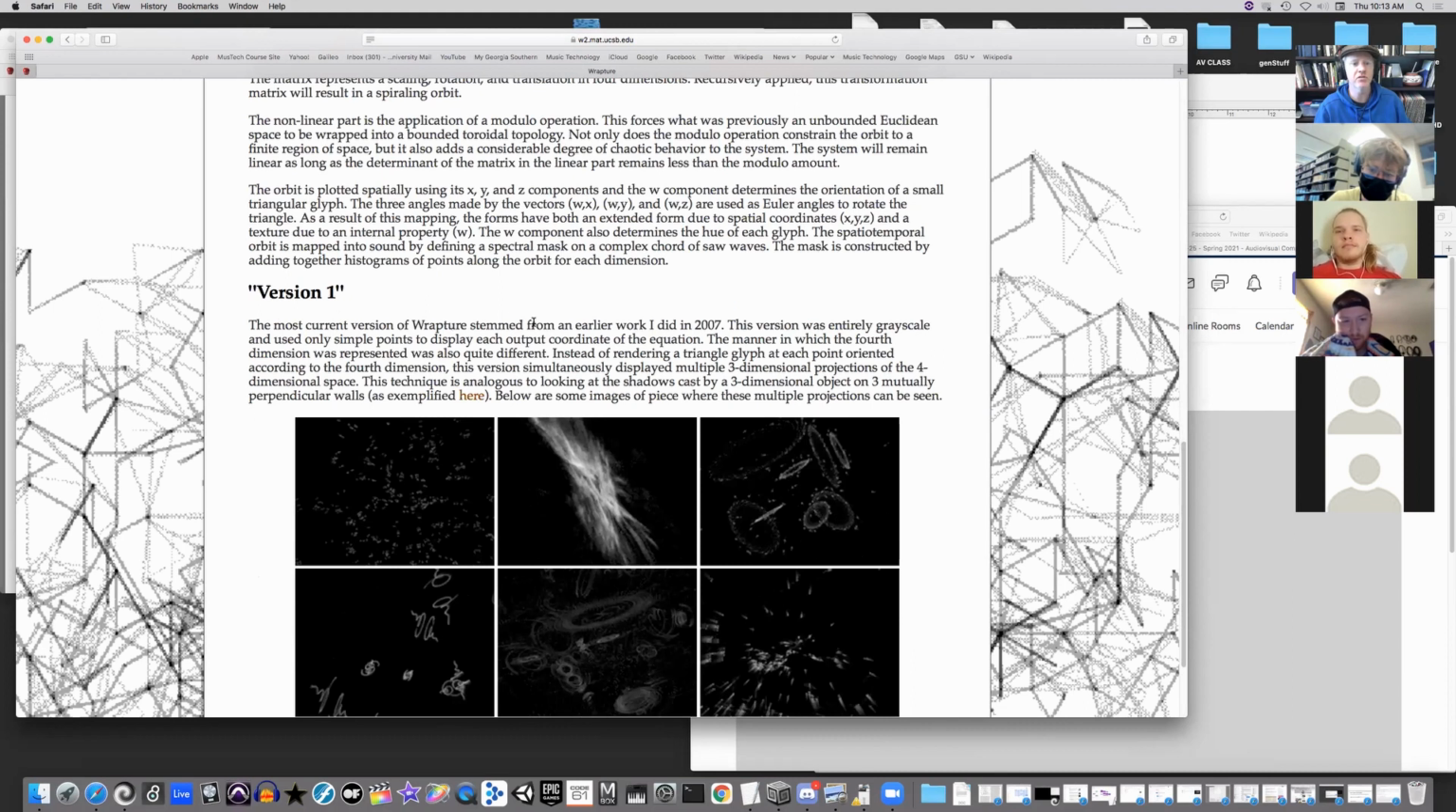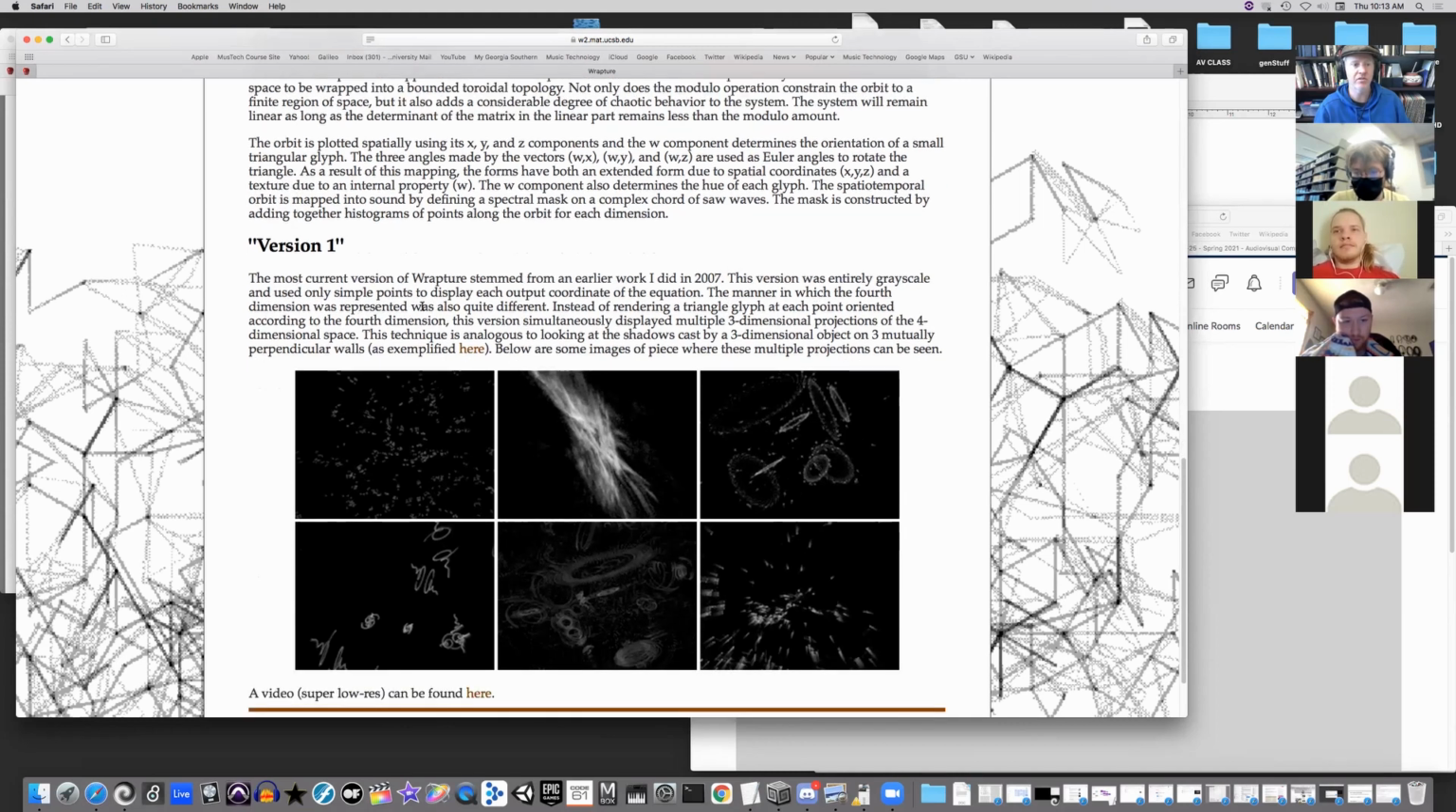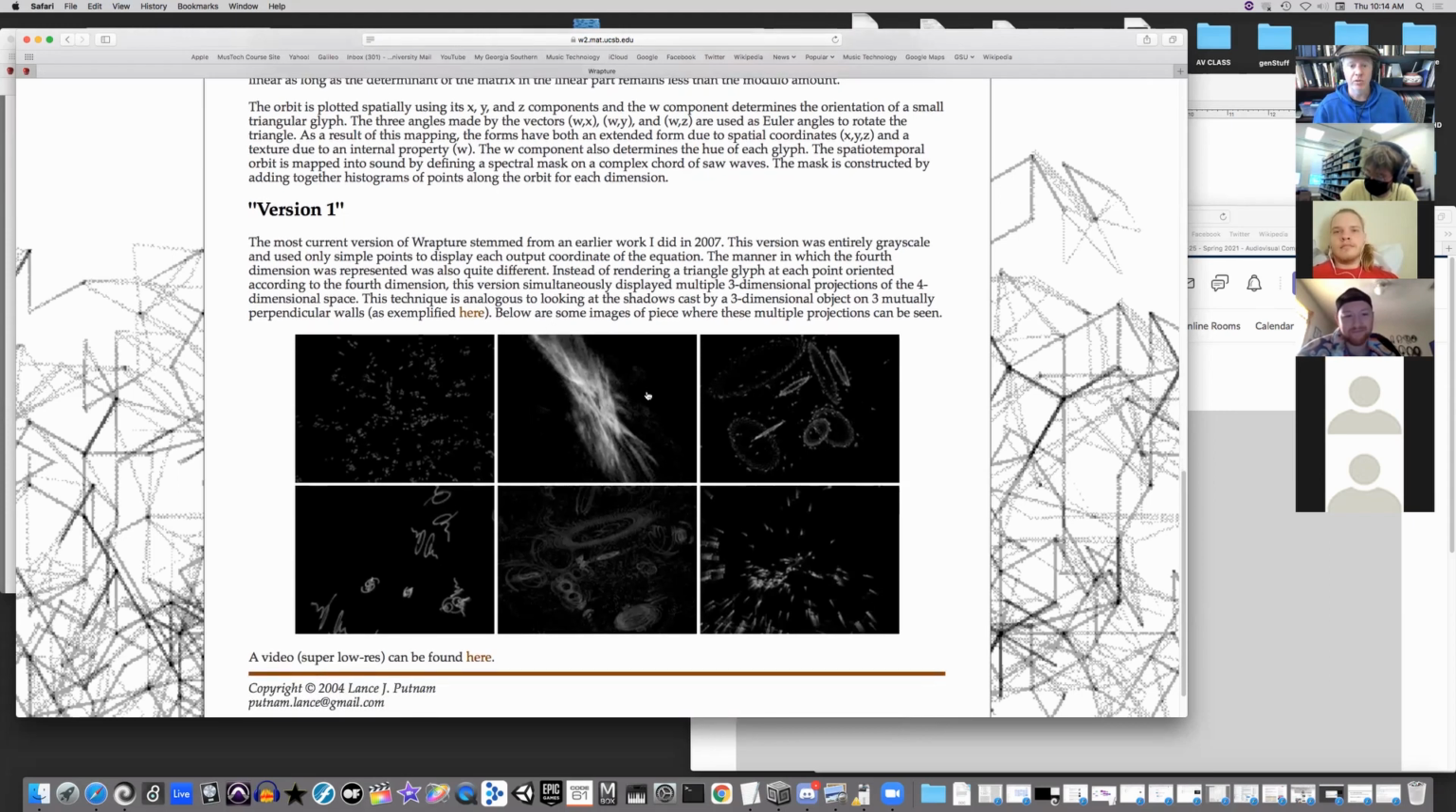The most current version of Rapture stemmed from an earlier work I did in 2007. This version was entirely grayscale and used only simple points to display each output coordinate of the equation. The manner in which the fourth dimension was represented was also quite different. Instead of rendering a triangle glyph at each point oriented according to the fourth dimension, this version simultaneously displayed multiple three-dimensional projections of the four-dimensional space. The technique is analogous to looking at the shadows cast by a three-dimensional object on three mutually perpendicular walls, as exemplified here. Below are some of the images of the piece where these multiple projections can be seen.